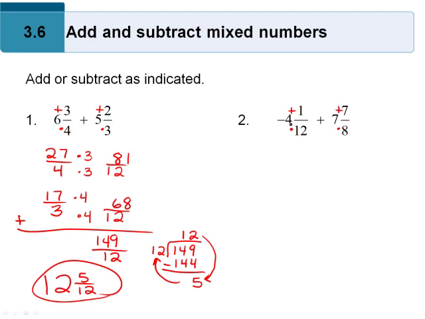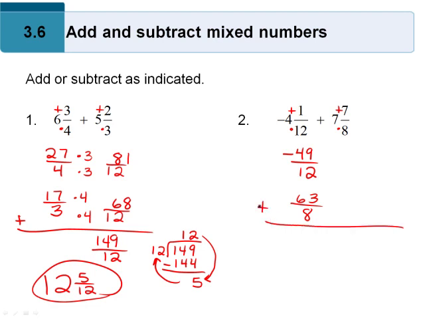Okay, so 4 times 12 is 48, plus 1 is 49 over 12. Then go back and put that negative sign there. All right, 8 times 7 is 56, plus 7 is 63 over 8. So we're looking at those two fractions.